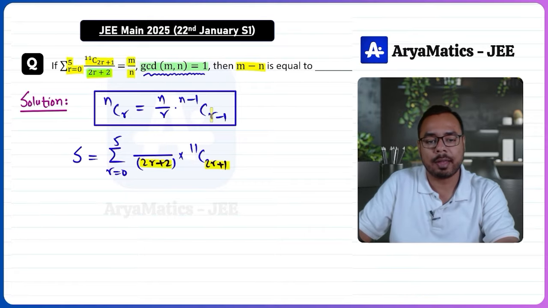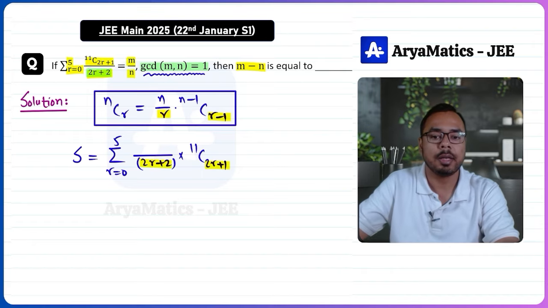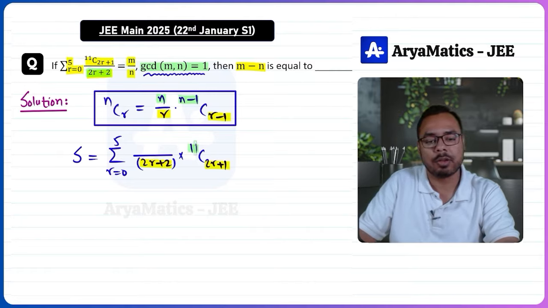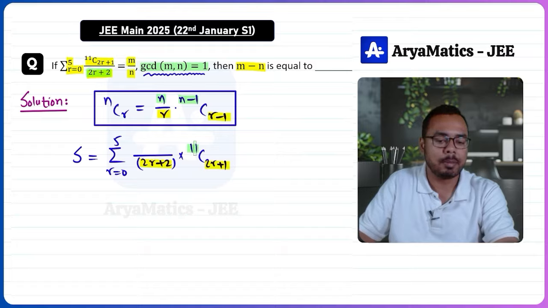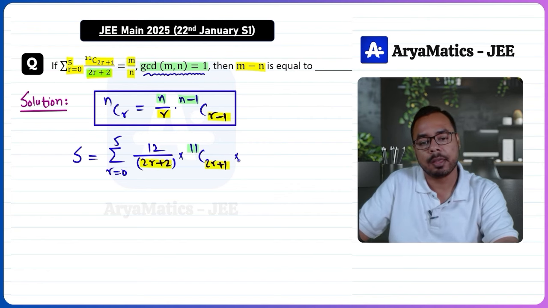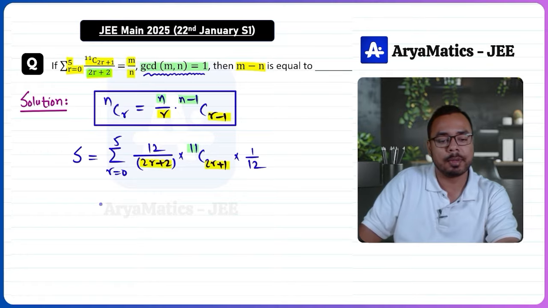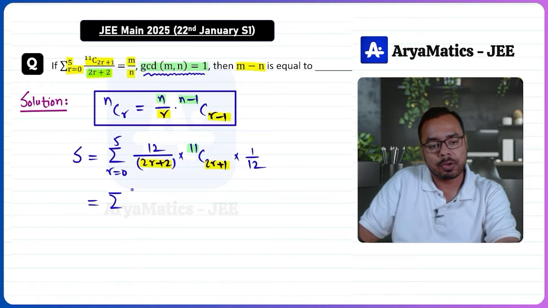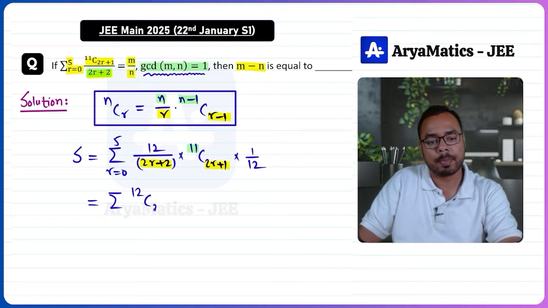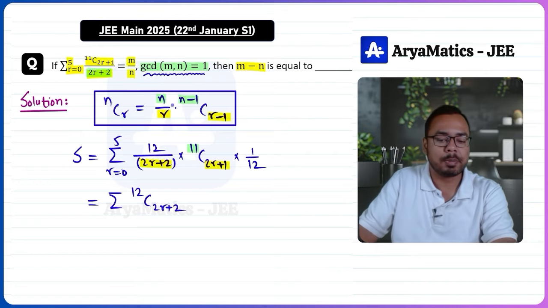For that, you can see that if I have r minus 1, this must be r. And if I have n minus 1 in the numerator, we must have n. Right now in the numerator we have 11, so we need a number 1 bigger than this one, so the number will be 12. So basically multiply and divide by 12. Now you can see that 12 by (2r plus 2), multiplied by 11C(2r plus 1), will be nothing but 12C(2r plus 2). Using this property, we can combine these two terms.